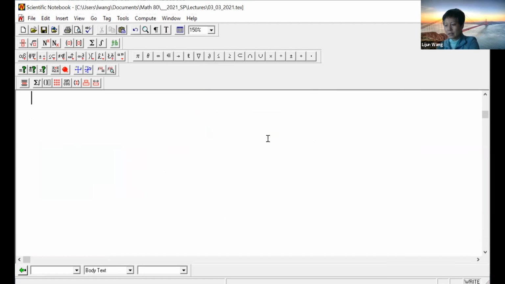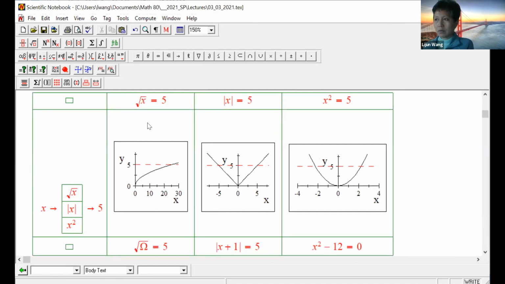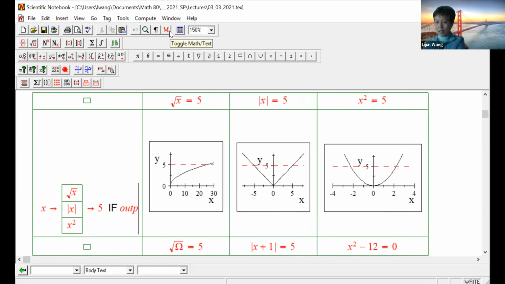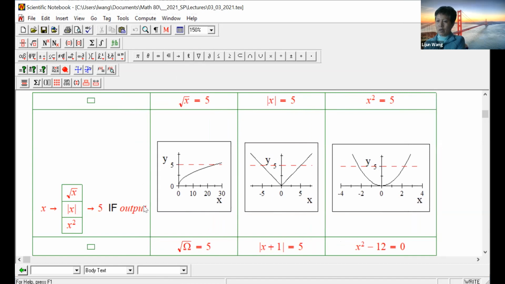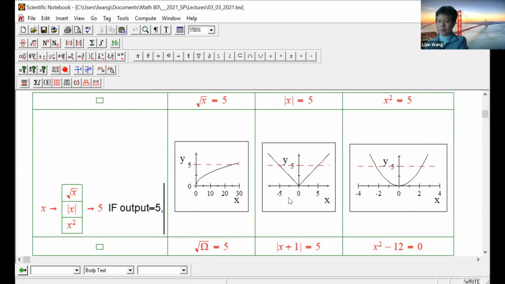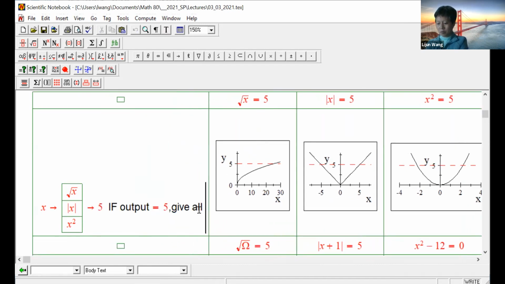Okay, so next, do you see the consistency, don't you? Absolutely. Okay, if statement, if the output is 5, right? It's an if statement. If the output is 5, give all possible inputs.